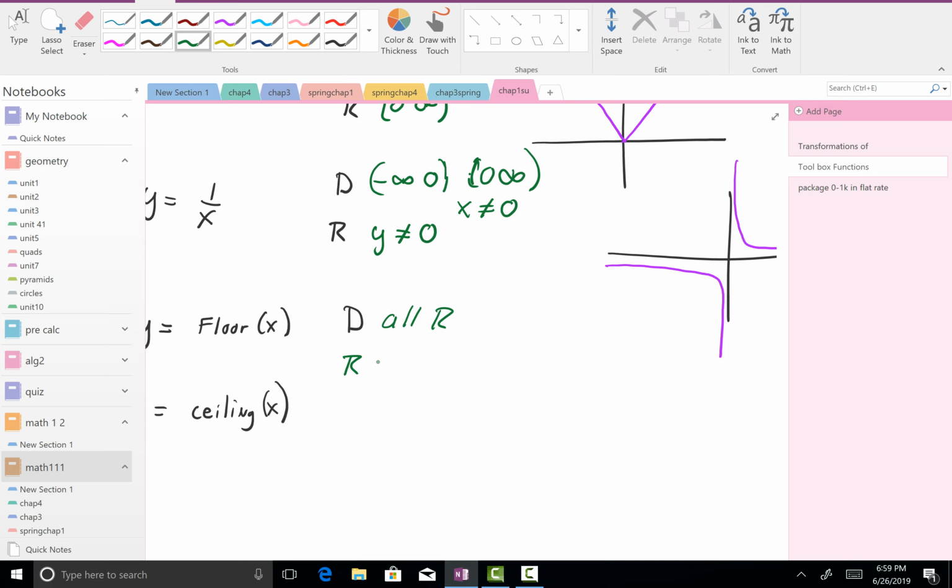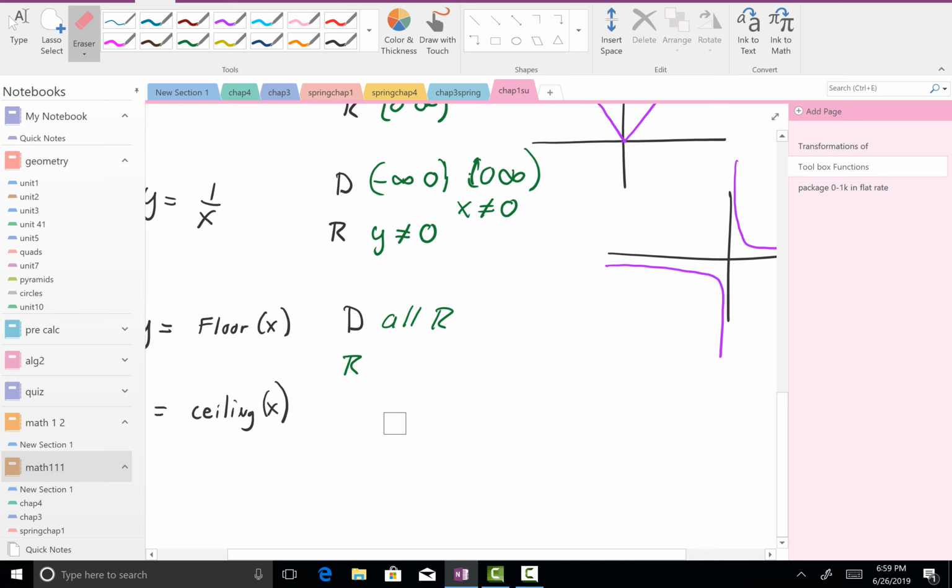Now, before I draw the graph, I'm going to come back and do ceiling here. What about the domain for ceiling? All real? Yeah. Okay. What about the range? Also all integers. All integers.